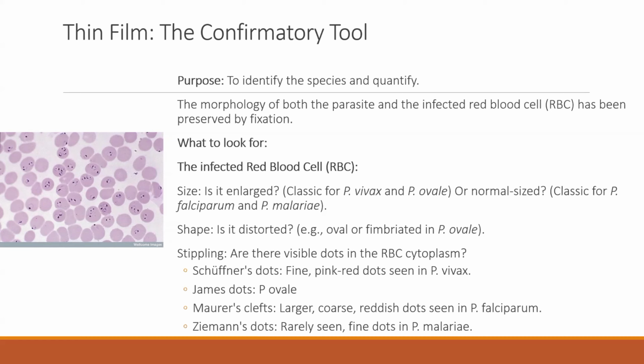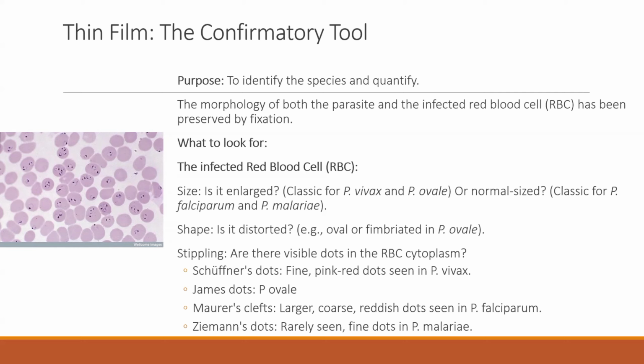When we look at the shape, if the shape is distorted, so P. ovale tends to cause fimbriation of an RBC, or they tend to make an RBC form an oval shape. So also just checking at the shape or the size of an RBC, it can also tell you which type of a parasite we are looking at.